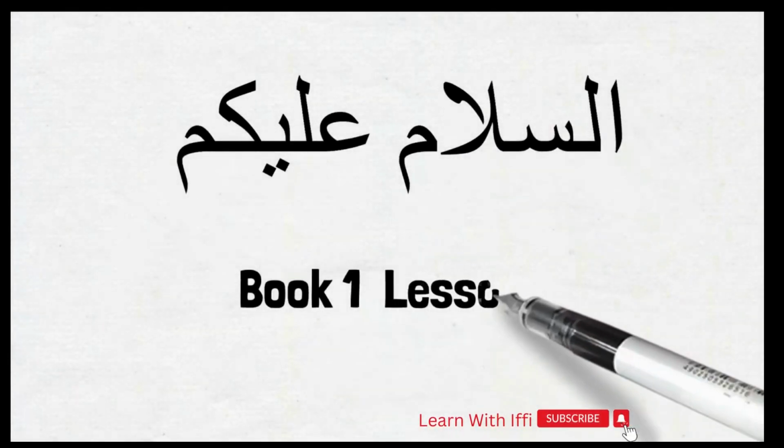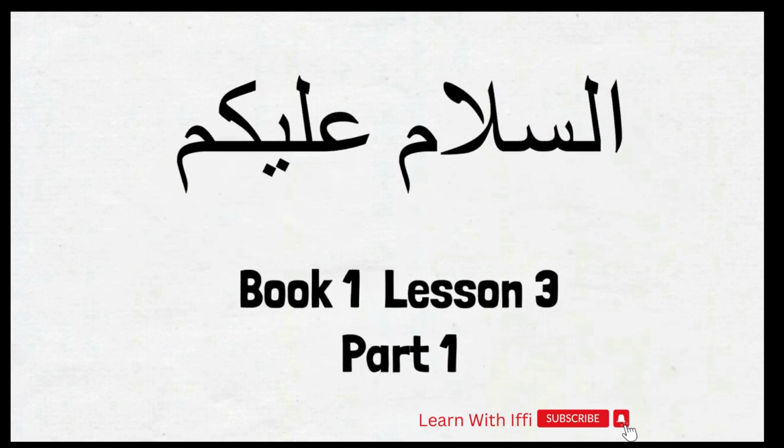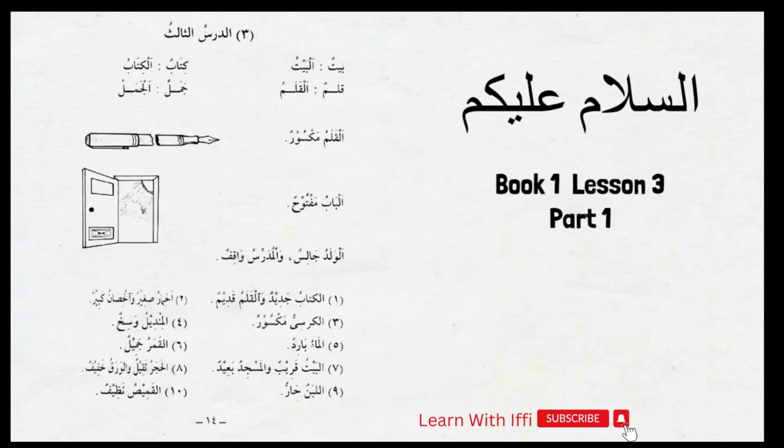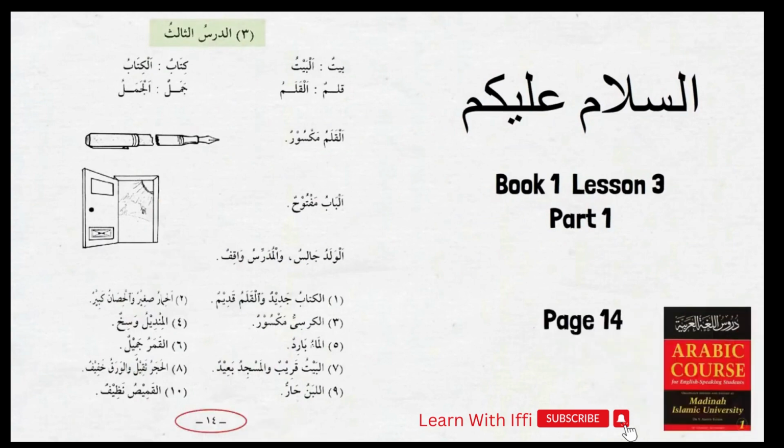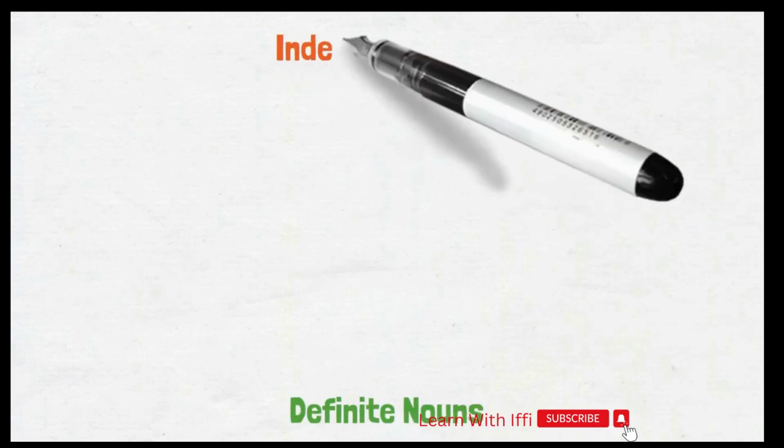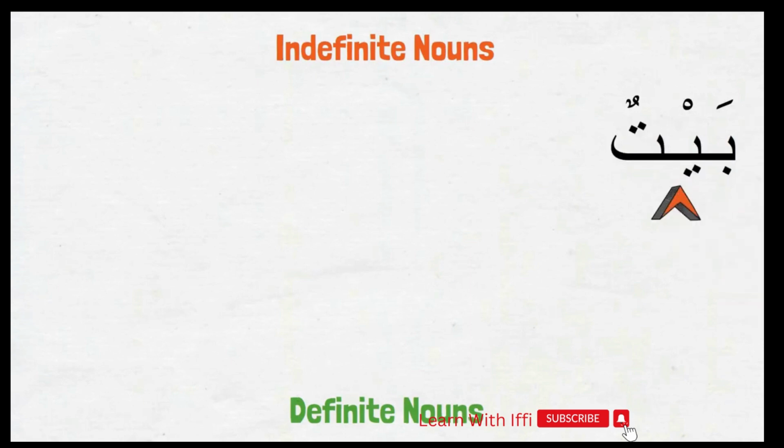We are in book 1, starting lesson 3 today. So this is going to be part 1 of lesson 3. In my book copy, we are on page 14. In this video, we will learn more about definite and indefinite nouns in Arabic. We will first learn how to turn a noun from indefinite to definite form, and then we will learn how to use them, insha'Allah. We already know that baytun is a house, so it is in indefinite form.